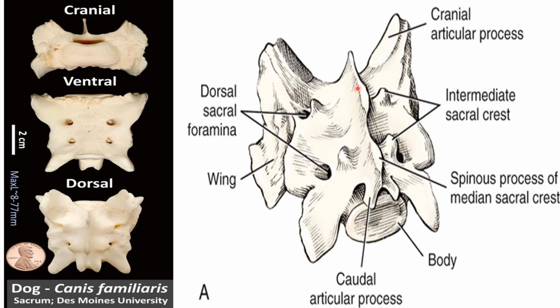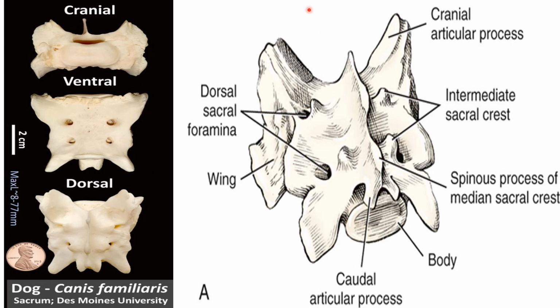Now these are the intermediate sacral crests, and these are formed by the fusion of articular processes. The articular process is present here and here, and it is a rudimentary structure in the sacrum. Their fusion forms this intermediate sacral crest.